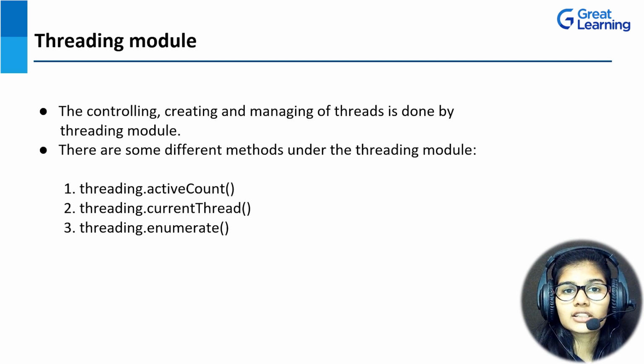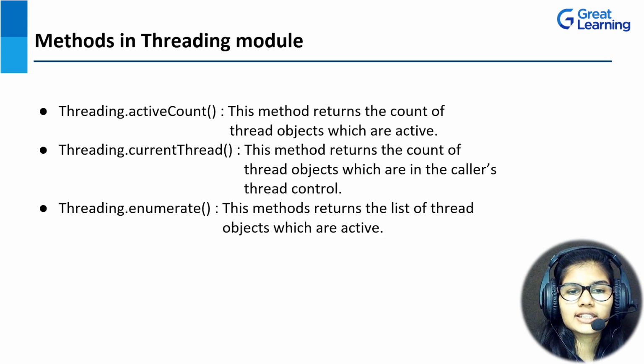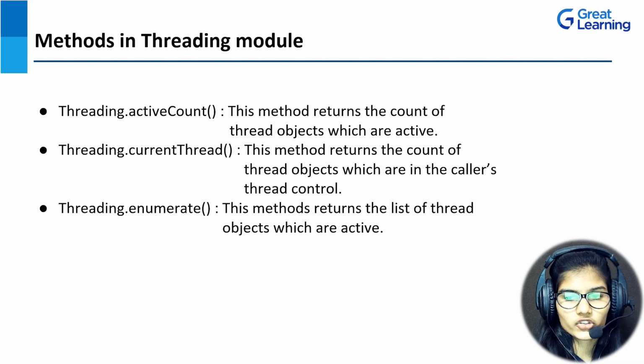As threading is a module, you do not need to install it again. It automatically comes pre-installed with the Python version, so no command is needed for the installation. The different methods you have under the threading module are active count, current thread and enumerate. Let's see in detail what these functions are for.